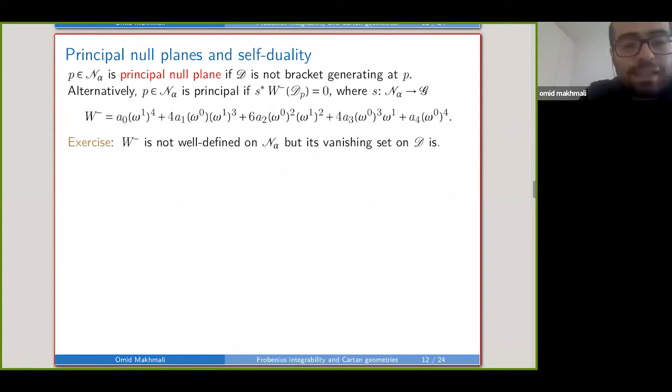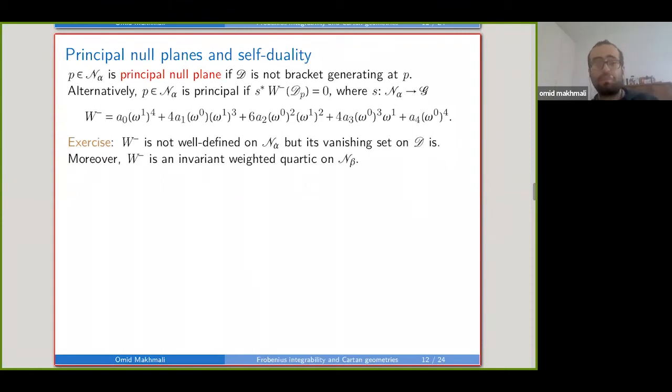One can show that this quartic, which is cooked up by the anti-self-dual components of the Weyl curvature, is not well-defined on N alpha, but its vanishing set on D is well-defined, preserved by the structure. But moreover, if one views it by taking a section from the bundle of beta planes, then in fact it's a well-defined, invariant weighted quartic on the other bundle.